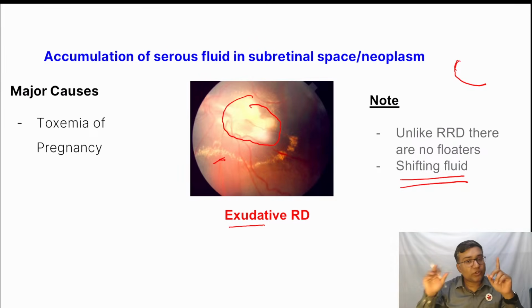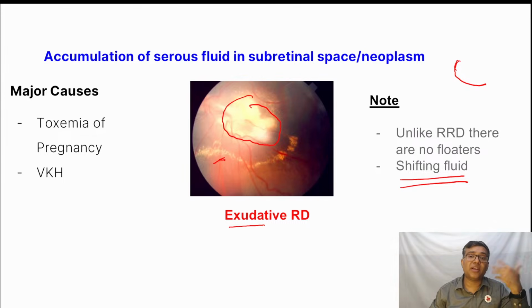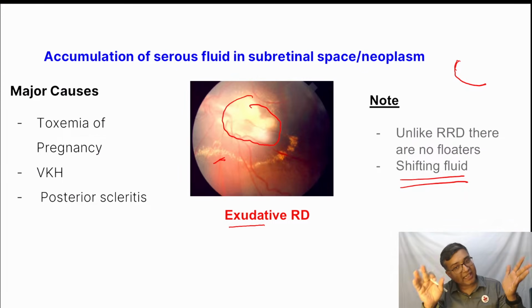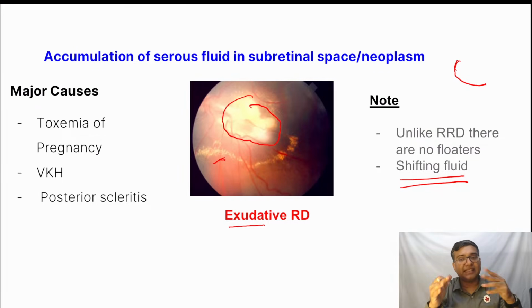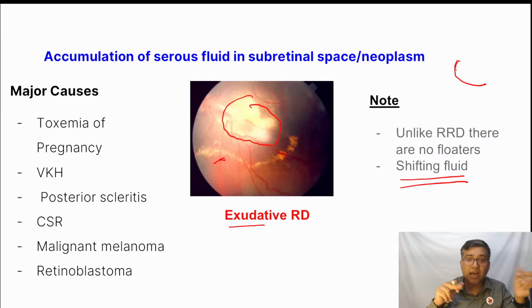Okay, now the second is that this can happen in various systemic disorders, and the most important systemic disorder you have to remember is the VKH syndrome. Even sometimes in intraocular diseases, like there is an inflammation of sclera, that can also cause the exudation. So patients who are having a posterior scleritis can also get this, and there might be exudation or serous fluid at the level of macula in a young adult. That is basically called central serous retinopathy. So another important cause is central serous retinopathy. And then intraocular tumors like malignant melanoma and retinoblastoma can also cause the exudative retinal detachment.